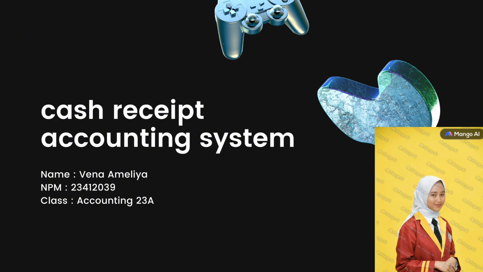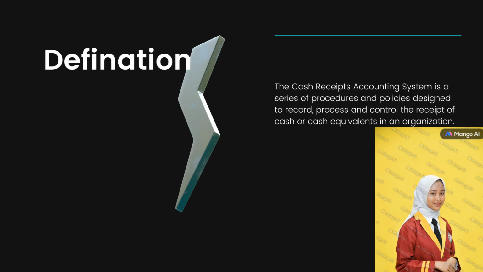Okay, here I will explain about the Cash Receipt Accounting System. Definition: the Cash Receipts Accounting System is a series of procedures and policies designed to record, process and control the receipt of cash, or cash equivalents, in an organization.